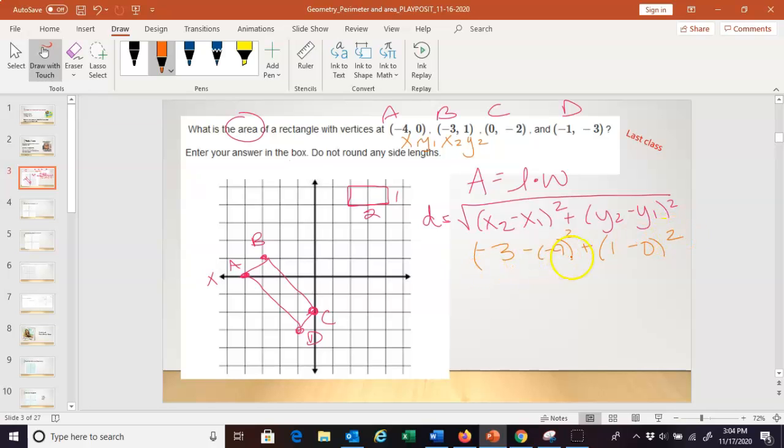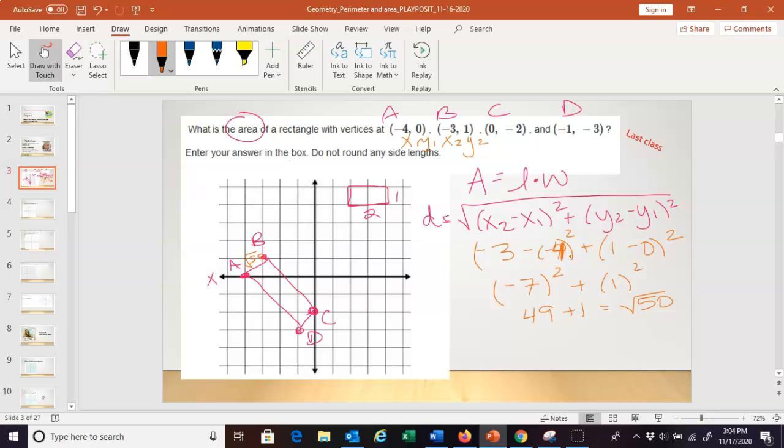Just be careful with the minuses and the negatives because there's a minus in the formula, right? But then also our x coordinate here is a negative. So a negative times a negative, we add these together, we get -7 squared and 1 squared. So this is 49 plus 1, which is square root of 50. So that's the length between A and B.